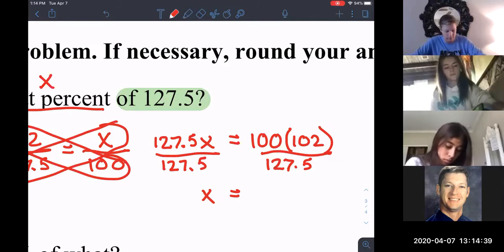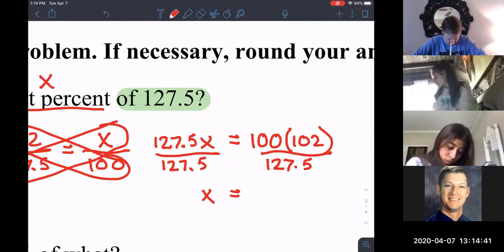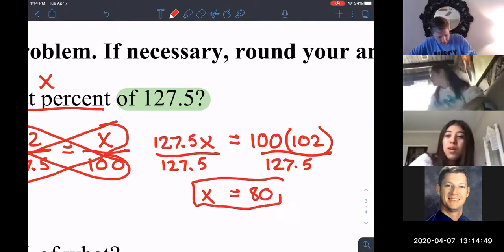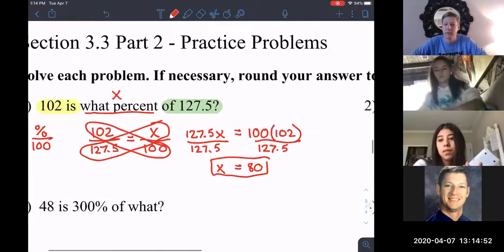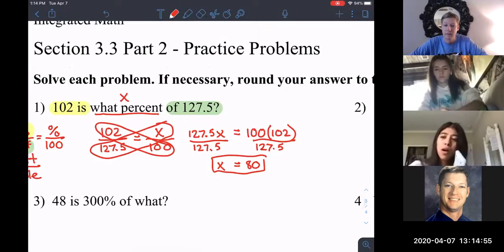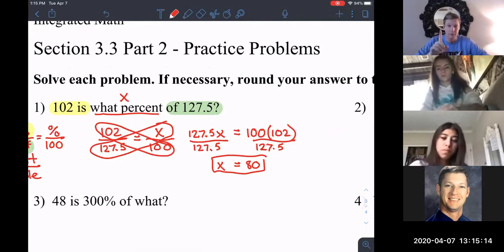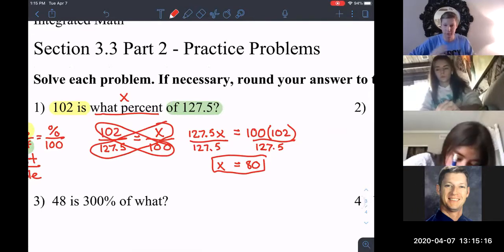Okay, so what'd you get? 80? 80's right. Really? Okay, yeah, and remember, that's not our answer yet. Technically, you only do one side of the problem, because you would only have to do the 100 times 102 divided by the 127.5, right? Yep, that's the math we do every time. And I can give you an even better shortcut. We'll do a second one after this.